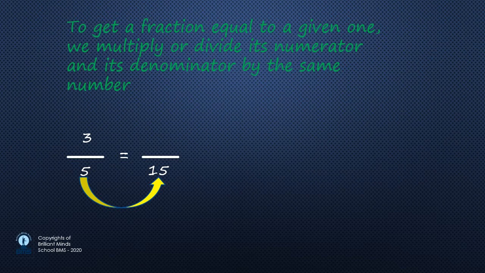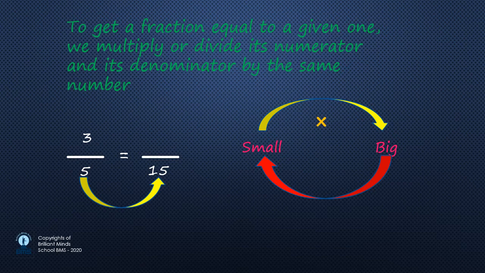We have a rule. If we are moving from small to big, we're gonna multiply, and if we're moving from big to small, we're gonna divide. But how are we gonna know? Look at the numbers. You were at 5, and then you go to 15. So was I small, then I get bigger, or was I big, then I get small? No, I was small, then I'm getting bigger. That means we're gonna multiply.